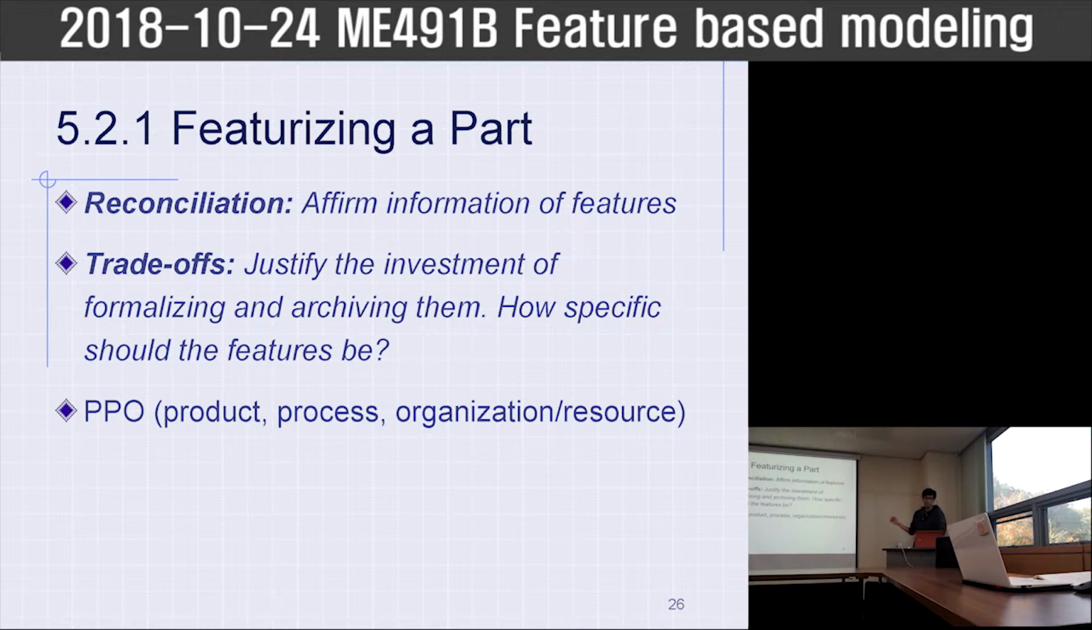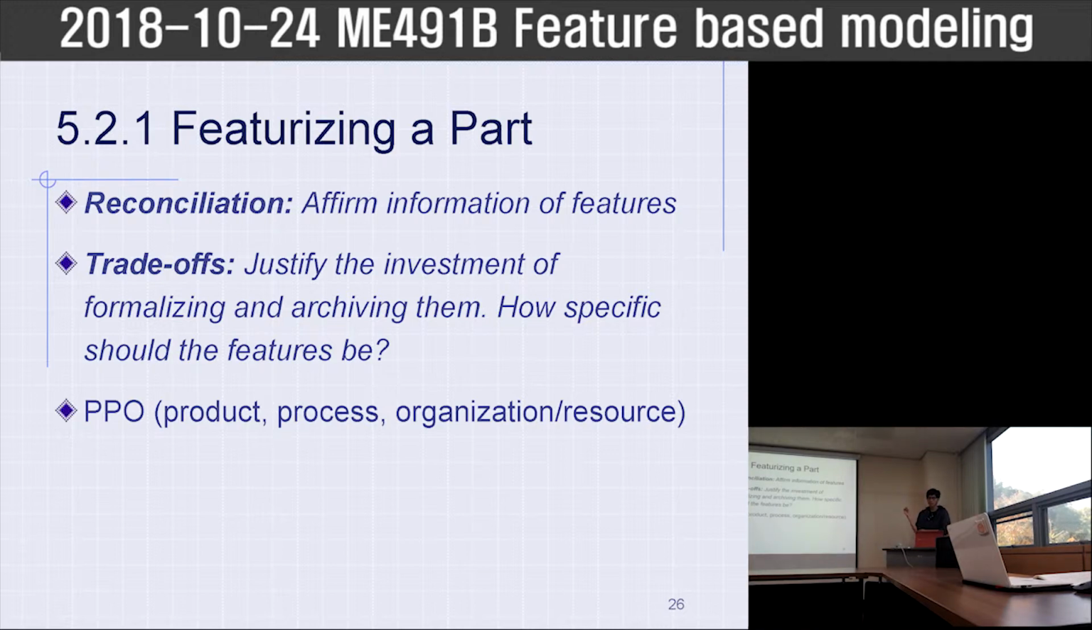For reconciliation, we can reconfirm or affirm the information of the features that we have identified. For example, we can identify all the necessary properties and all the dimensions, necessary parameters, or how they can be connected to other features, something like that.